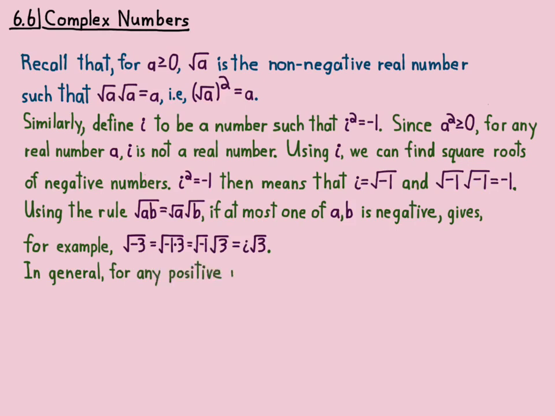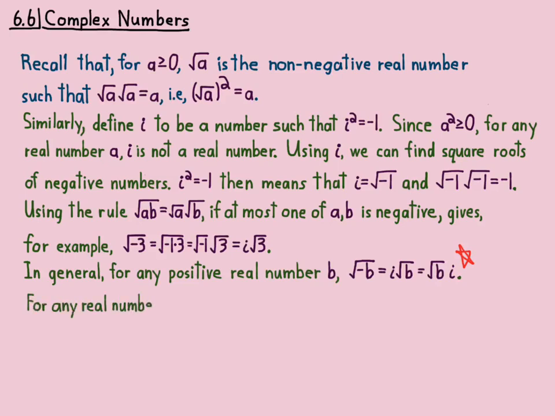So in general, for any positive real number b, square root of negative b is i times square root of b, also known as square root of b times i. Okay? For any real number b, bi is called a pure imaginary number. The i stands for imaginary.